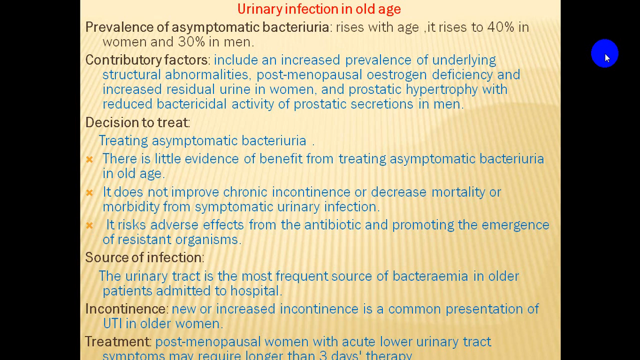As for urinary tract infection among all people or all patients, here there are some parameters to be taken into consideration. They might not be applied to urinary tract infection among young adults. First of all, among the elderly, the prevalence of symptomatic bacteriuria rises with age. It rises to 40% in women and 30% in men.